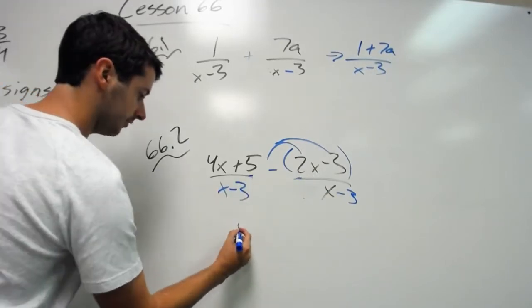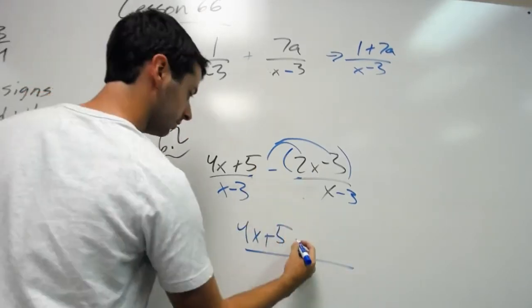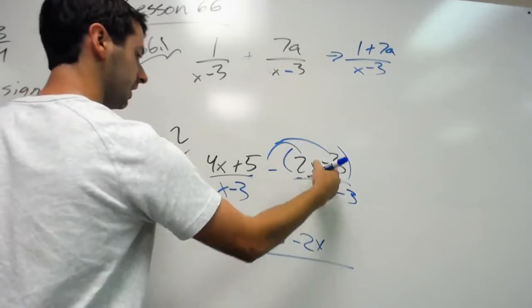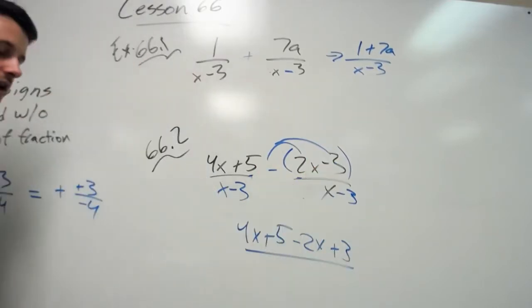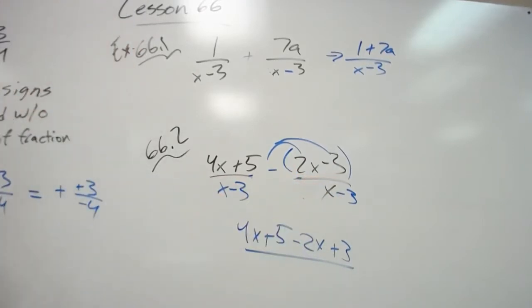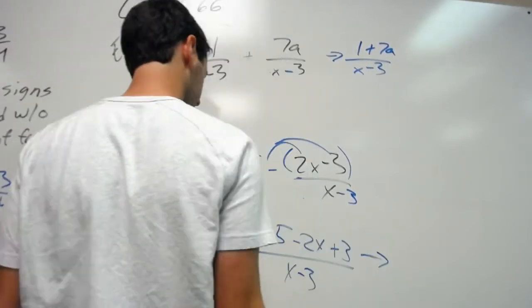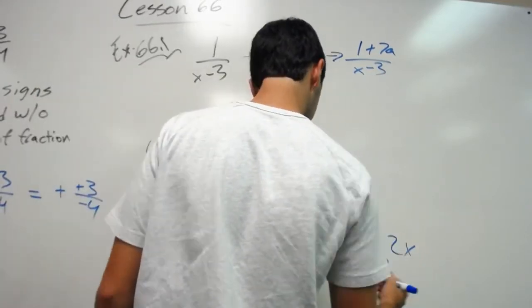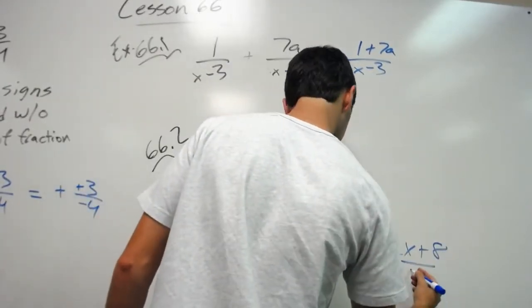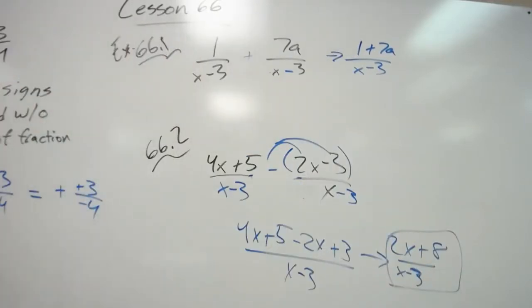What we're actually going to have is, I'm going to rewrite this part. We're going to have negative 2x plus 3, because negative and a negative. Just like I said, this negative affects both of them, because it's its own sum and identity. And this is all over x minus 3. So when we add them together, we get 4x minus 2x is 2x, 5 plus 3 is 8, over x minus 3, and that's our answer. And that's how you do some different signs of fractions.